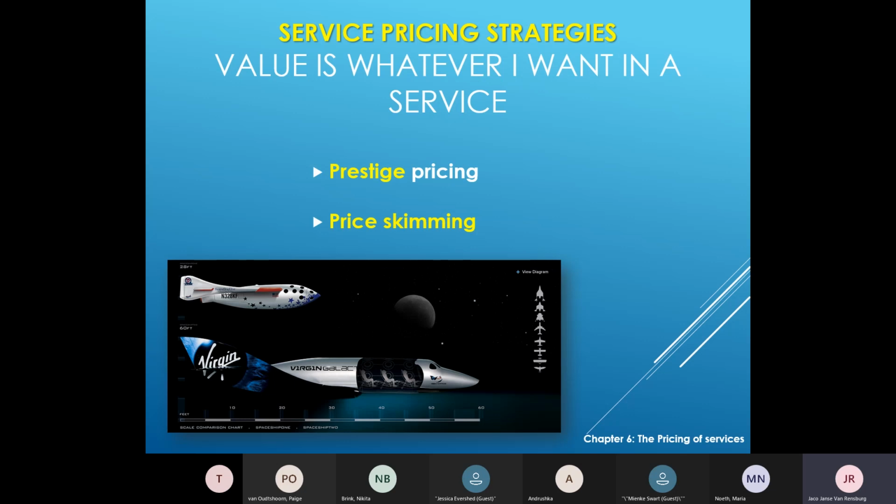Prestige pricing. There's a perception among some consumers that if something is more expensive, it must be of a better quality, and that could also be one of the strategies that sometimes is followed. And then price skimming is a strategy that is followed when a new service is introduced, and it offers significant improvements to what has been offered previously.